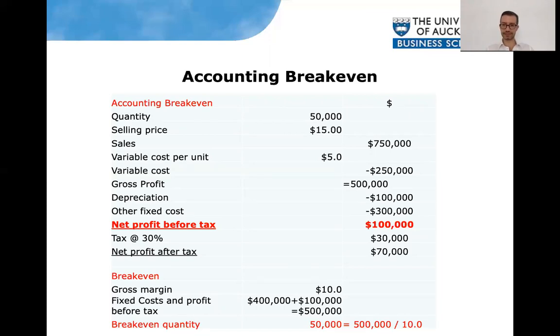In this case, I have a tax because there is a profit. At 30%, I generate $30,000 in taxes. And therefore, my net profit after tax is 100 minus 30, equal to 70,000. So this, again, is an accounting break-even modification. This tells you how many products you need to sell to generate a certain amount of profit before tax. After tax would be different. And to do this, you just need to add the profit before tax to the fixed cost, and then the calculation is exactly the same.